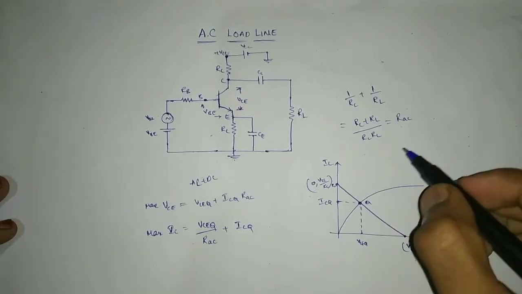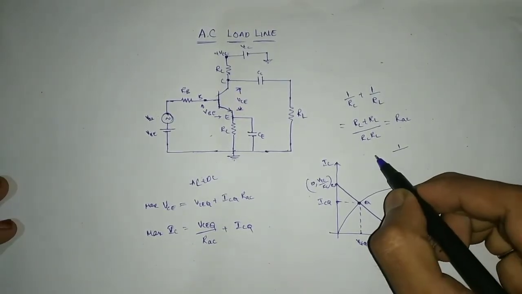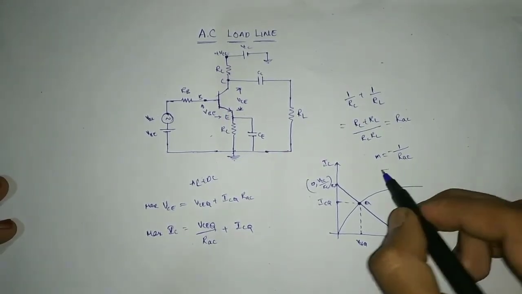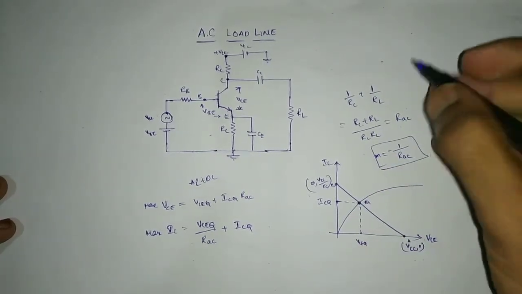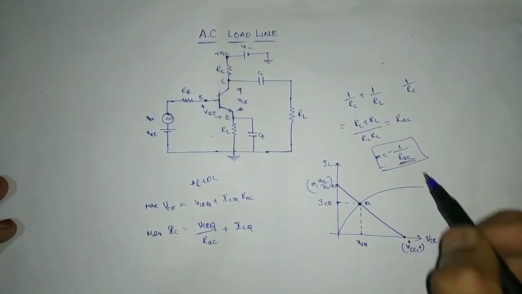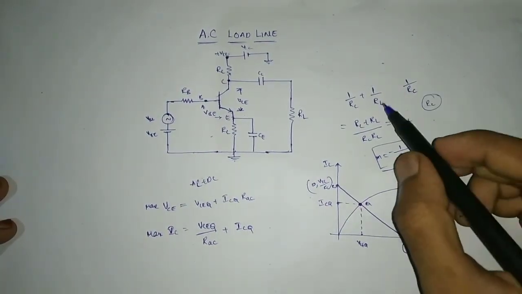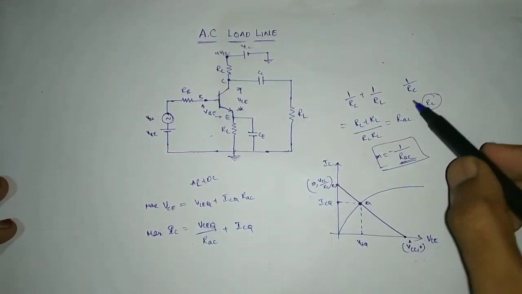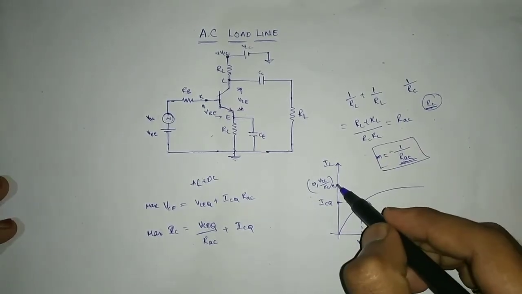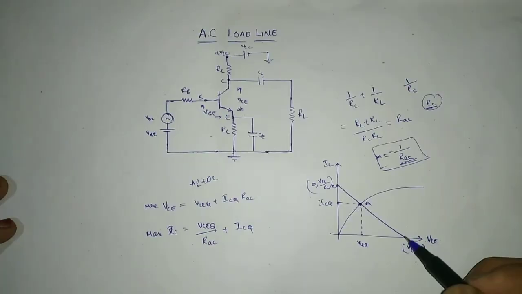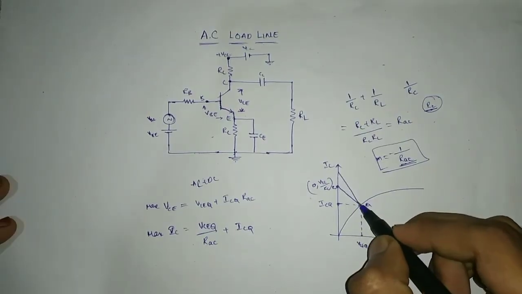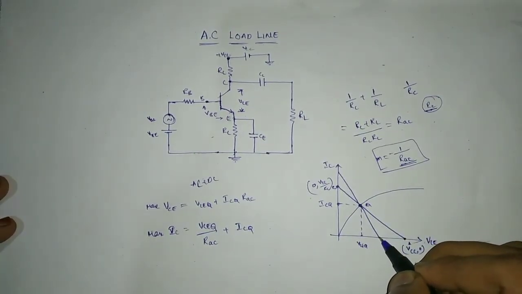We have slope for the AC load line as M is equal to -1 by RAC. When compared to the DC load line, the slope of DC load line is 1 by RC, but here the RAC value is low as these two branches are in parallel. RAC value is lower than RC, so the slope of the AC load line will be more than the slope of the DC load line. So we can expect the AC load line as this.